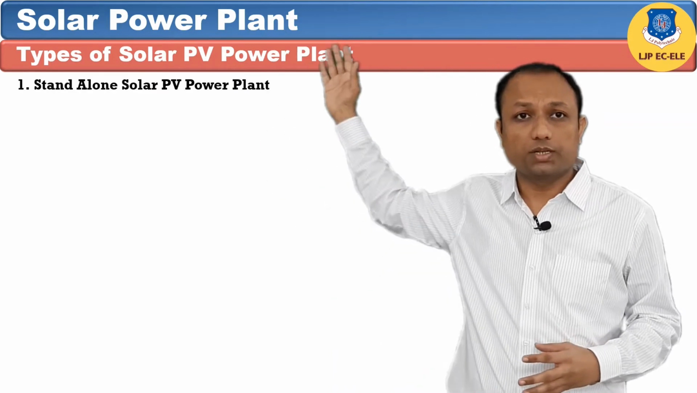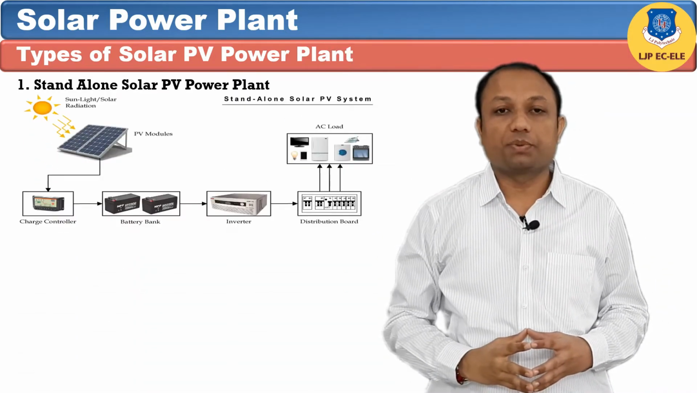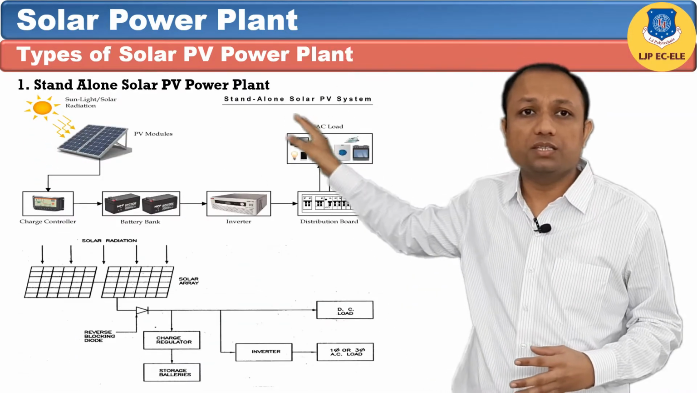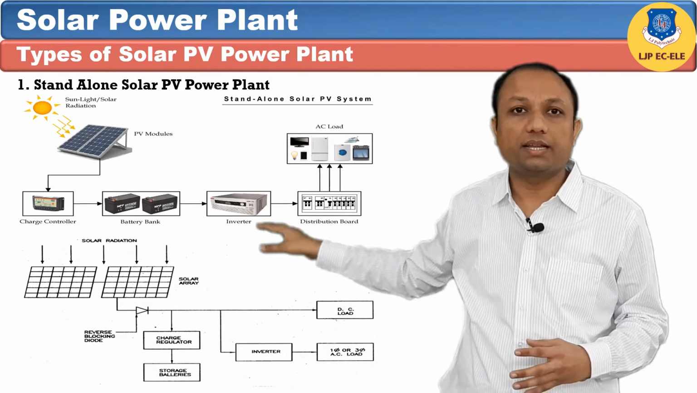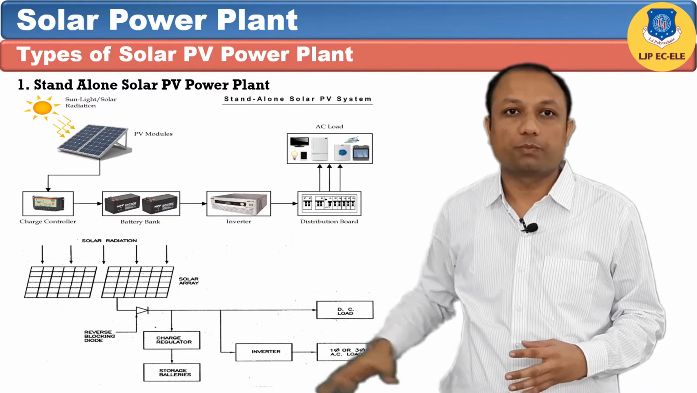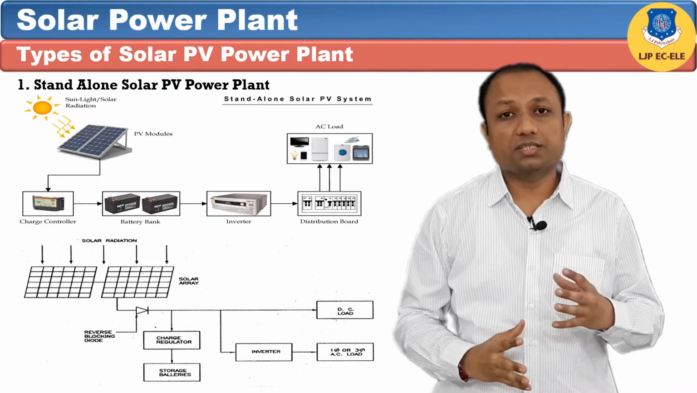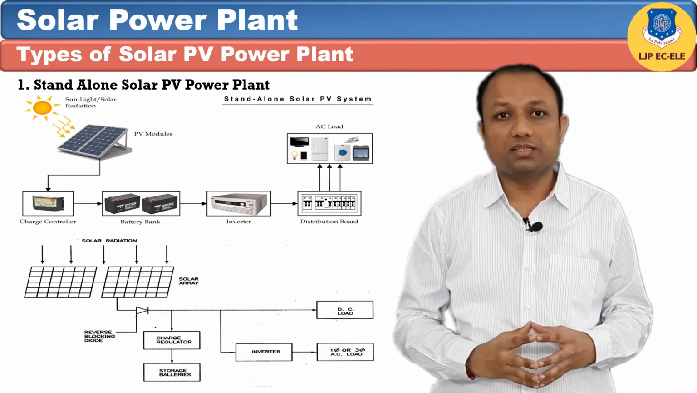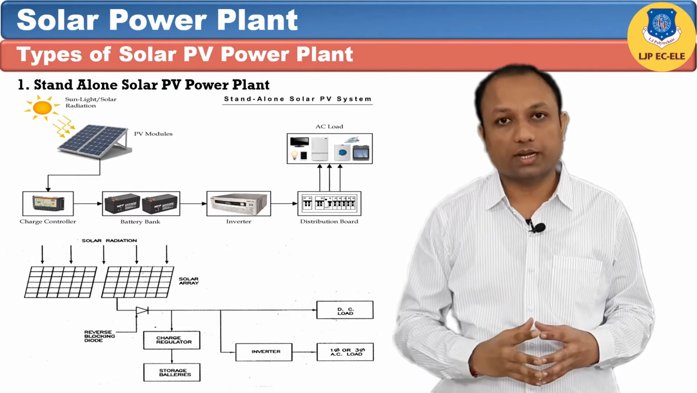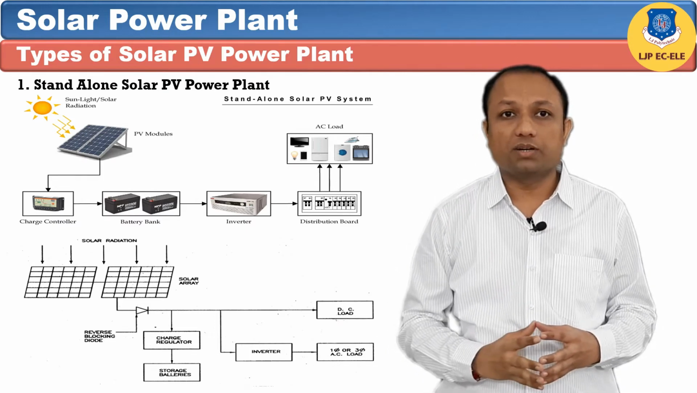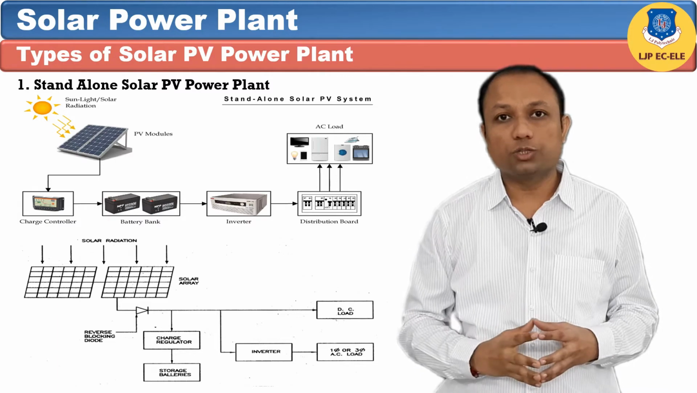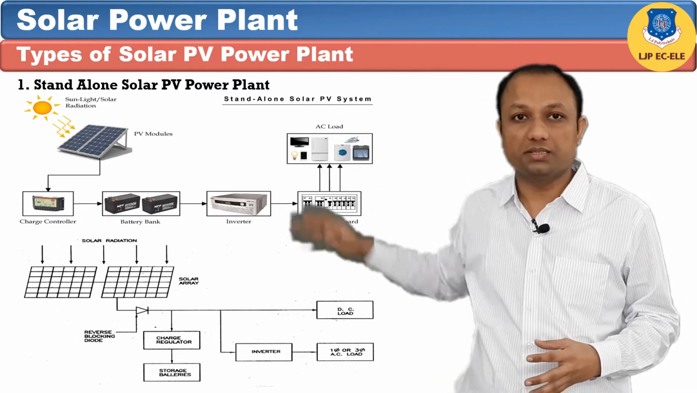In that first one, stand-alone solar PV power plant. Here you can see the schematic arrangement and line diagram of such type of power plant. In this power plant, the solar radiation is converted into electrical energy in the DC form by the solar arrays. The DC power is supplied directly to the load if the load is DC type.